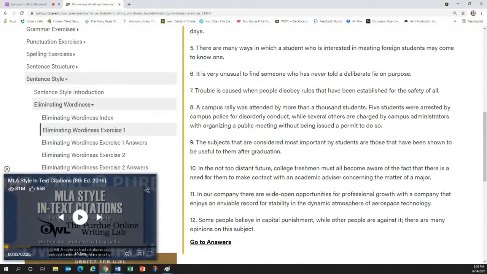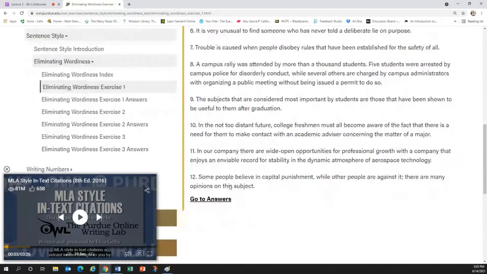In the not too distant future, college freshmen must all become aware of the fact that there is a need for them to make contact with an academic advisor concerning the matter of the major. Ooh. In the future, college freshmen should be aware that there is a need for them to make contact with an academic advisor regarding a major. I think that would be a way to make it much shorter.